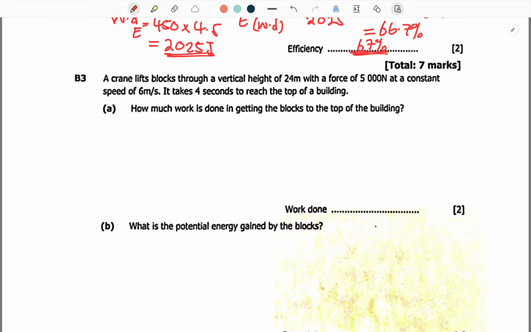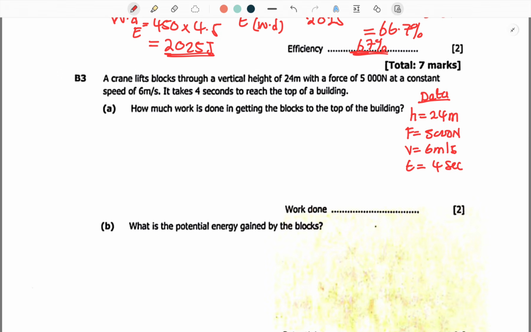A crane lifts blocks through a vertical height. So let's first of all deduce our data. We've been given a height of 24 meters, with a force given to be 5,000 newtons, at a constant speed of 6 meters per second. Then the time given is 4 seconds to reach the top of the building. How much work is done in getting the blocks to the top?